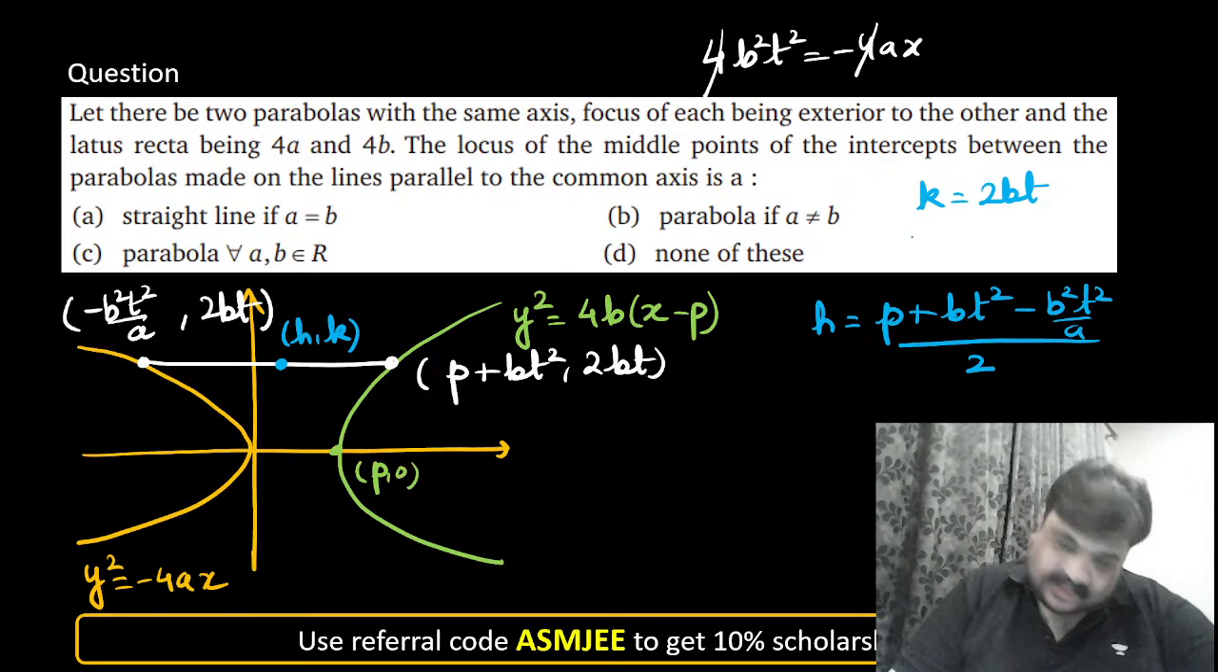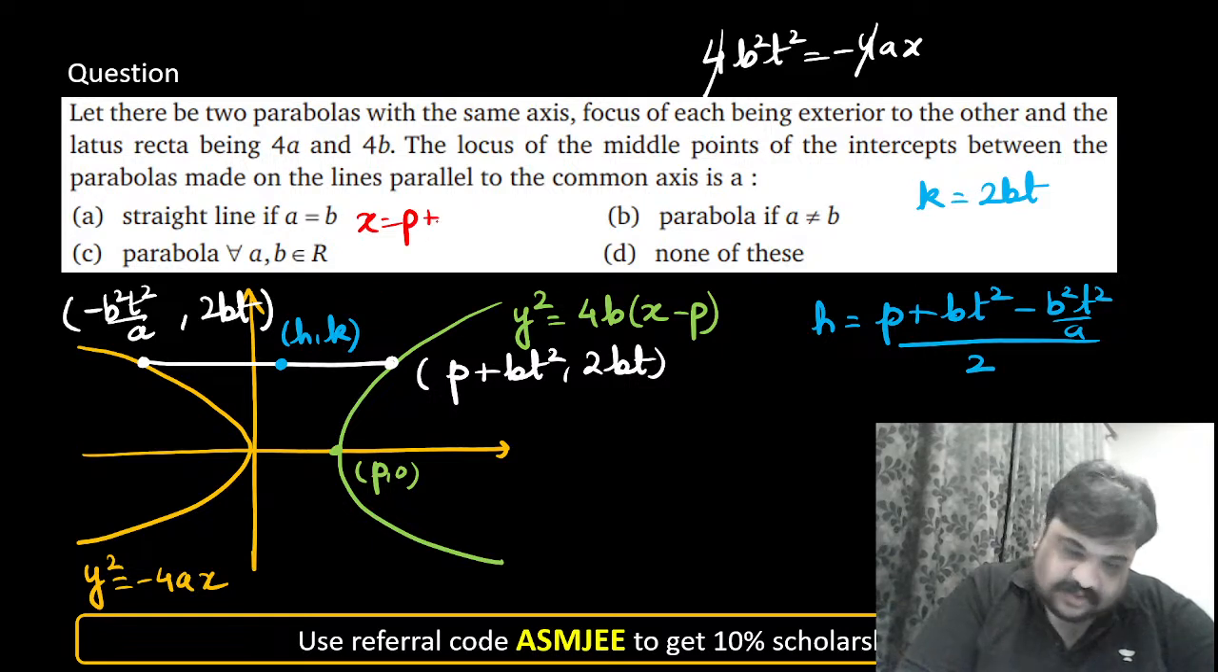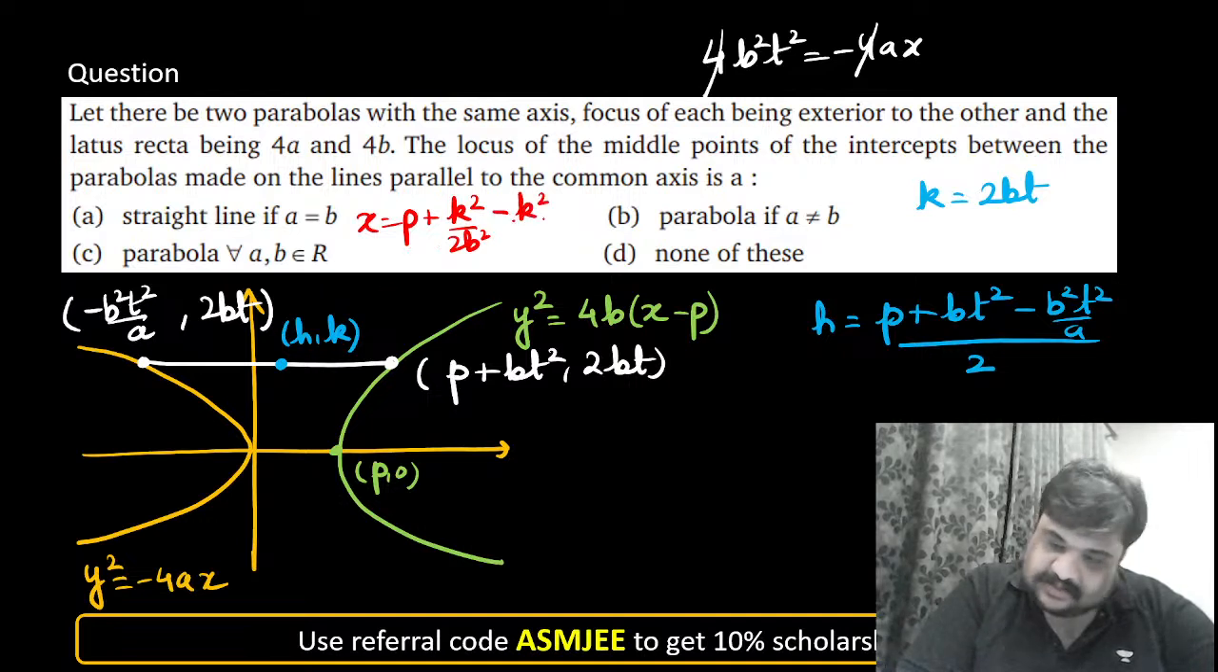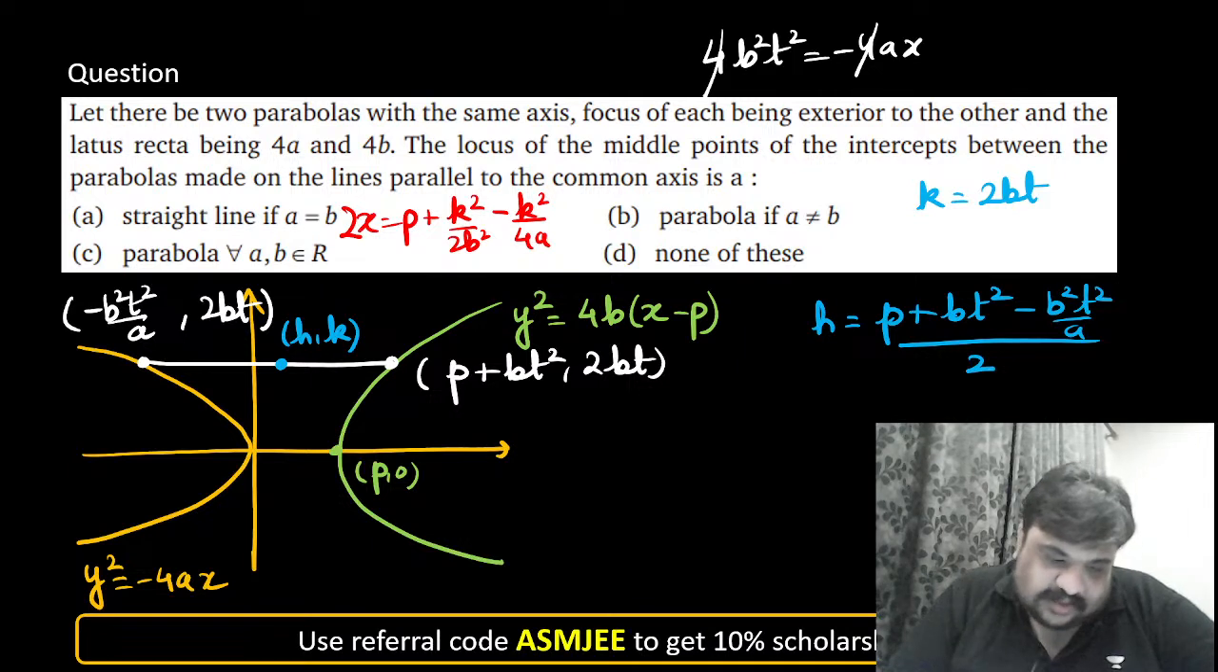So t is k by 2b. We can get the answer in one step. X is equal to p plus, t is k by 2b, right? So k square by 4b square. So k square by 2b square. K square by 4b square is gone. B square is gone. Minus k square by 4a. So this is it. It looks like a parabola.